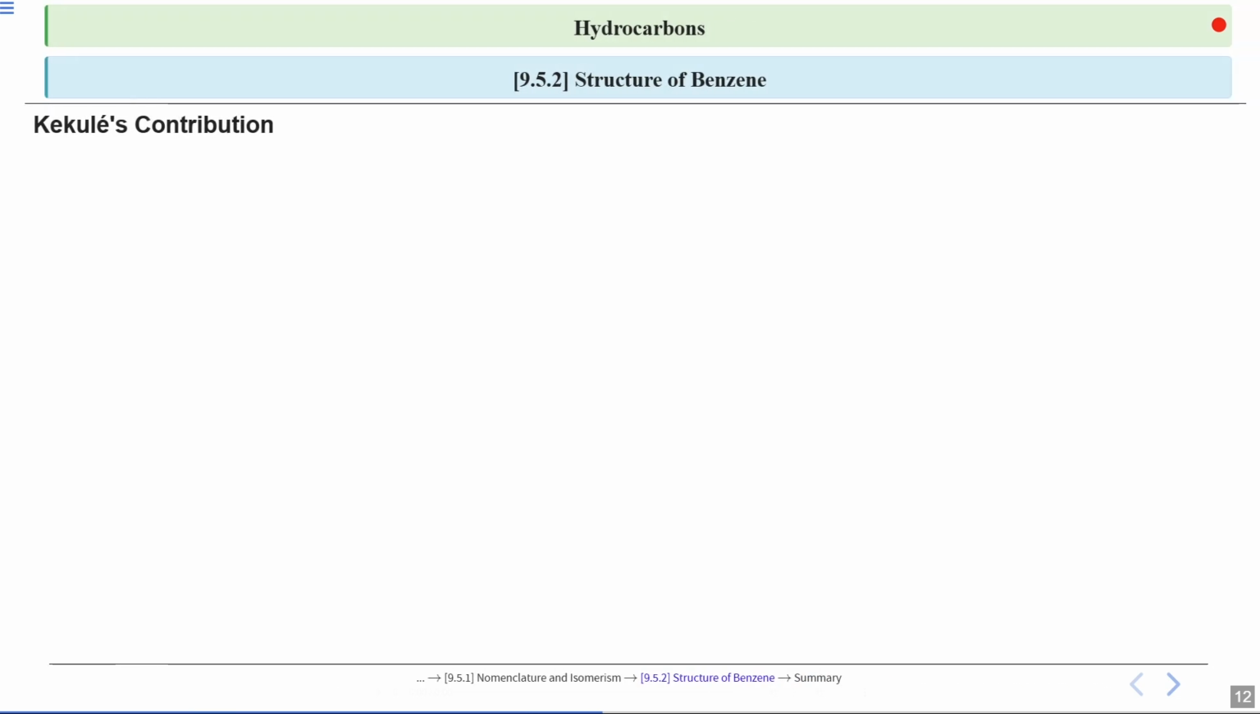So, we are done with this type of benzene. Now, we will move on to structure. Kekule's contribution to our understanding of benzene is very specific and very important. Kekule was a scientist who proposed a new way to think about the structure of certain molecules. We will see how his ideas change the way chemists view molecular bonding, especially in ring-shaped compounds which are aromatic. Now, let us see what his main proposal was.